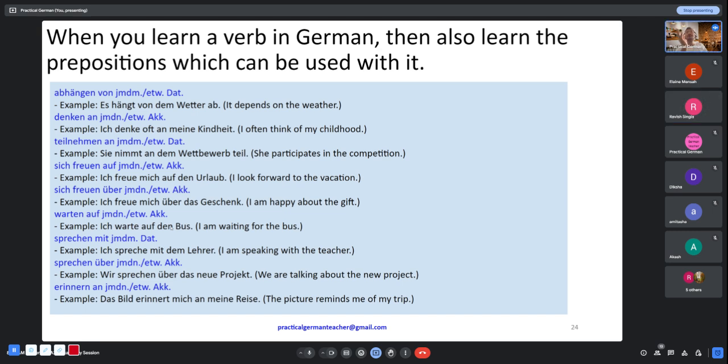I mean, if you say, ich freue mich auf das Geschenk, people will know what you're trying to say. But this is like the sophistication of the language, right? You should know when to use which preposition, something like that.